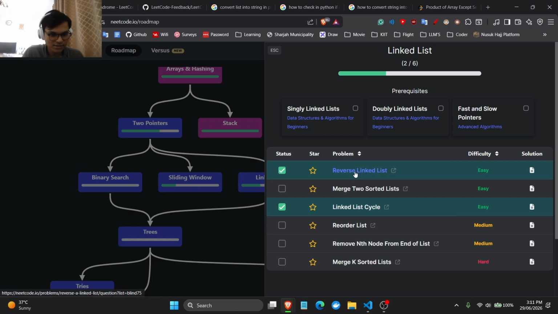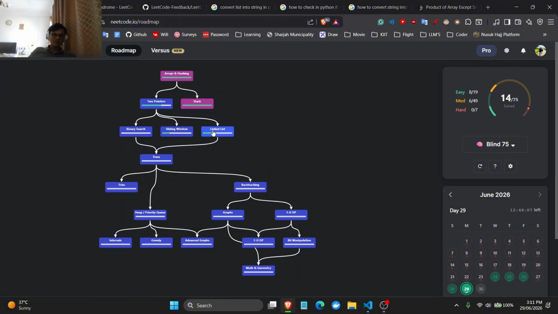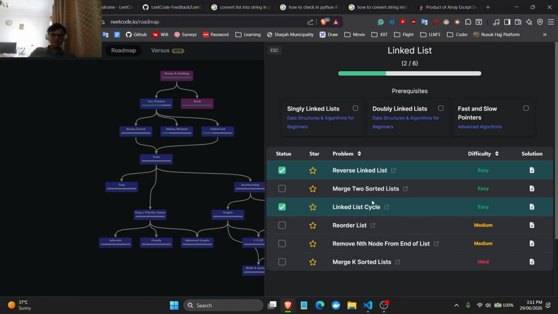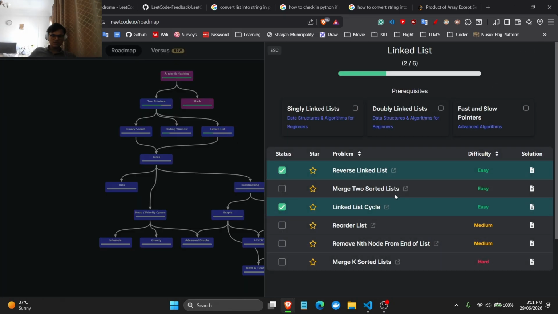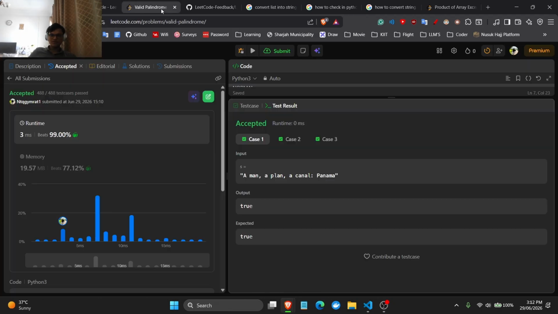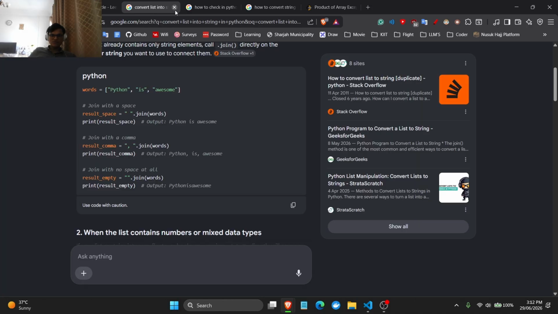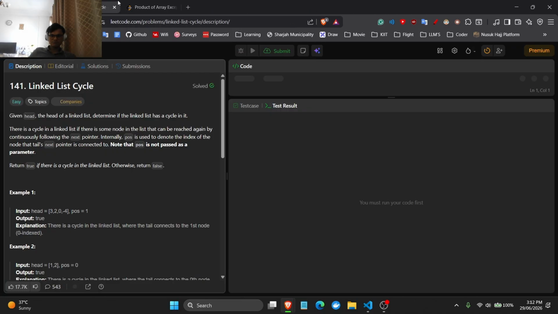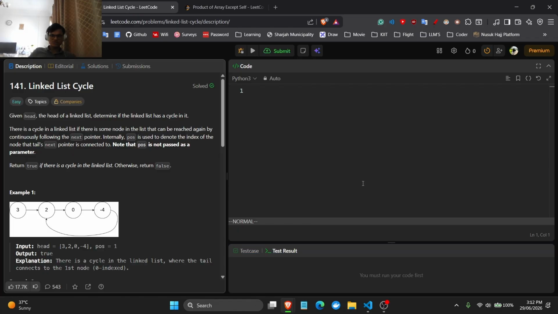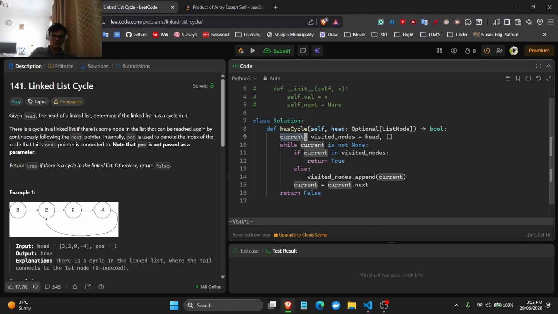Reverse linked list, I have already done that. Linked list cycle. I did solve this, but not the way they intended it to be solved. Why am I opening this? Let me just show you linked list cycle. I did solve this, but again, not the way they wanted. I just used visited nodes and current.